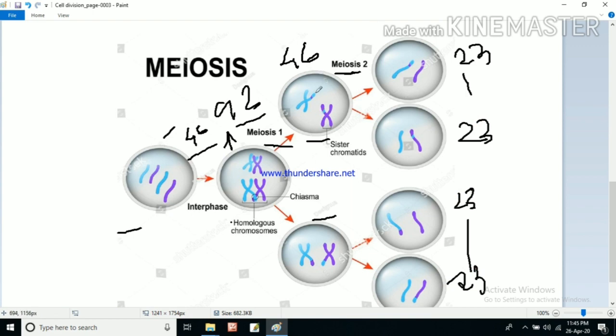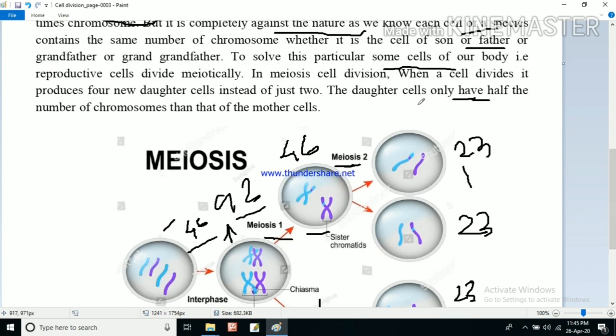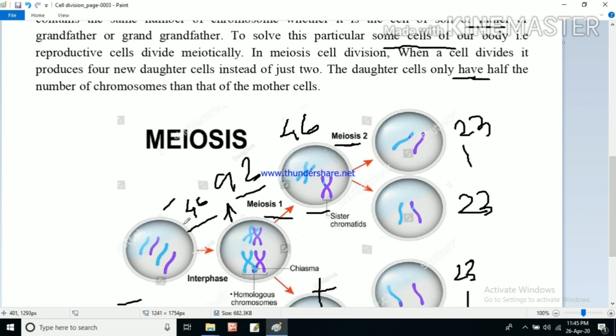If this cell splits in the middle, we will get two daughter cells, and each daughter cell gets 23 chromosomes. Here also, this cell contained 46, and after splitting, the new daughter cells got 23 chromosomes. So that's why it is said here that the daughter cells have only half the number of chromosomes of the mother cell. Here the mother cells had 46 and the daughter cells have got 23, that is half the number of chromosomes of the mother cells.